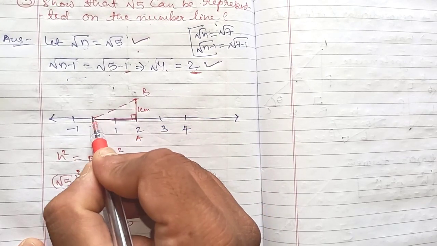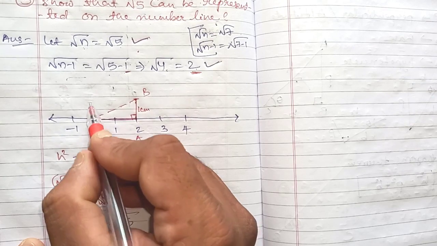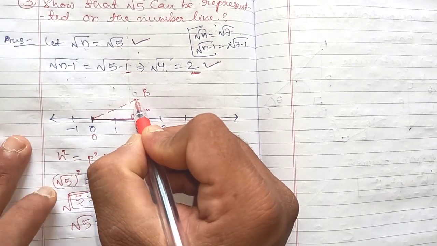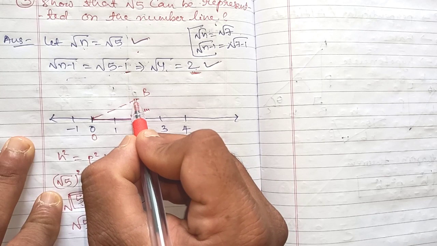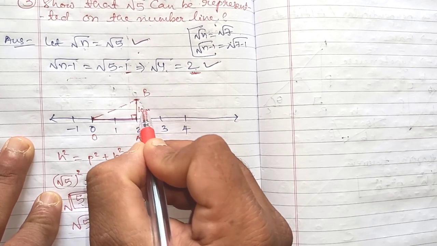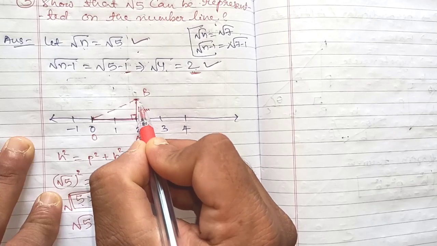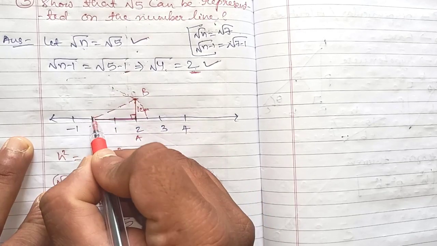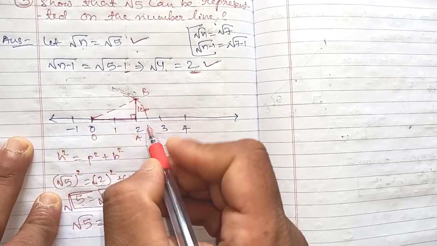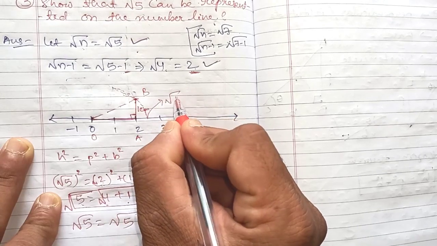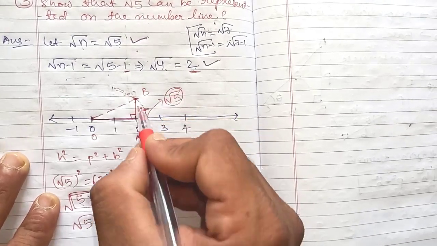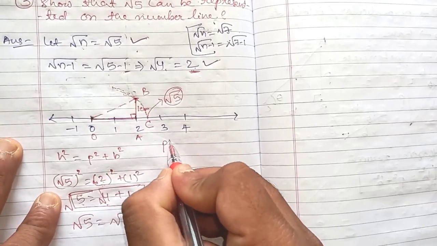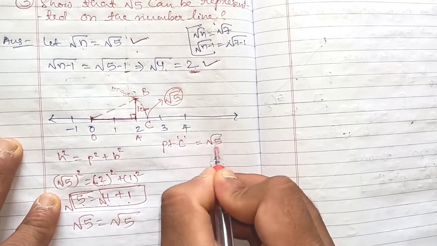What you will do is keep the compass pointer on point O and the pencil point on B. Then you draw a small arc, like this. This point represents root 5. Understood? Wherever this arc intersects the number line, suppose at point C, that is equal to root 5.